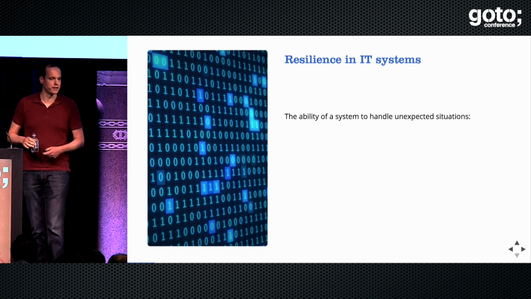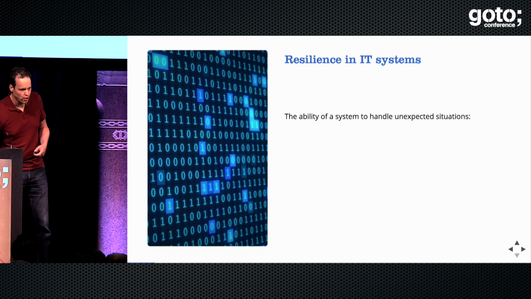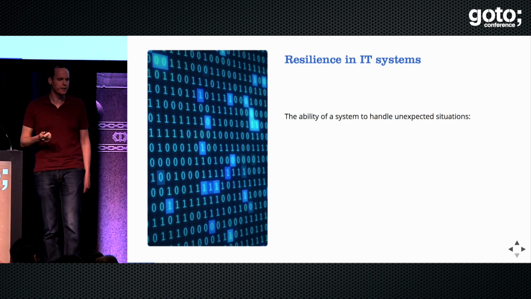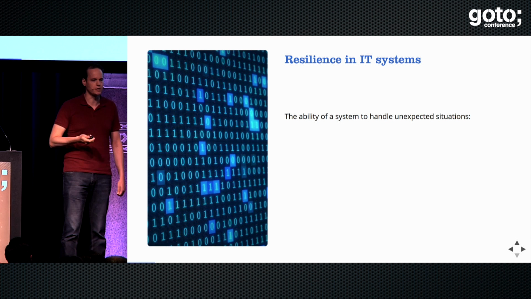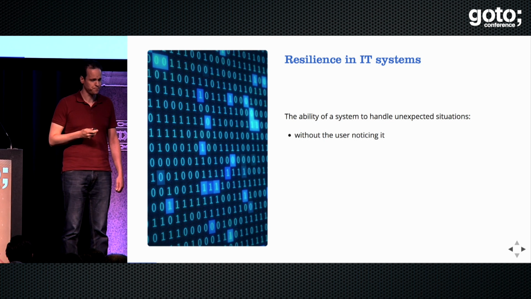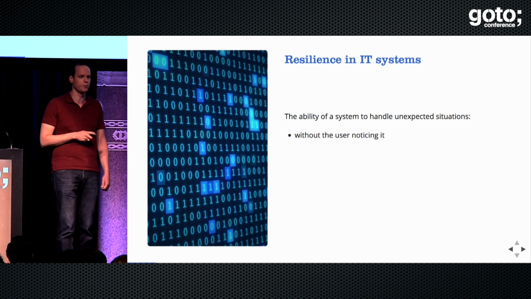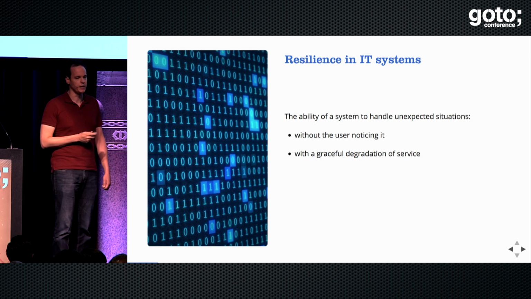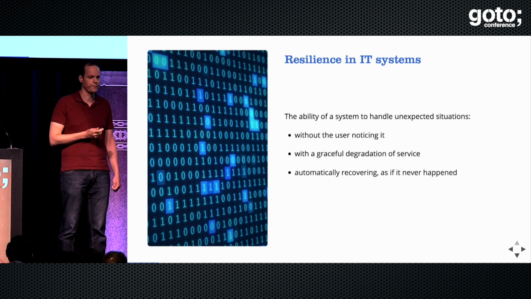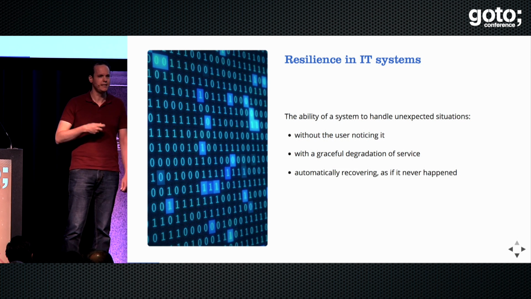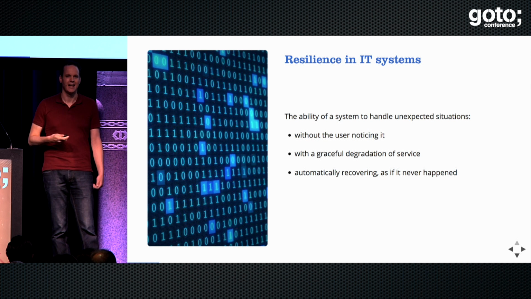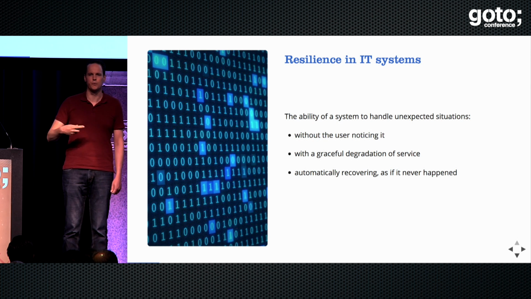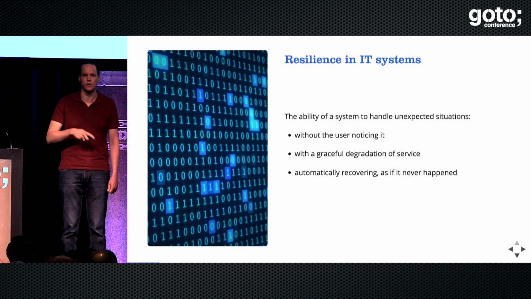But we're in an IT system, so what does it mean for IT? Well, it's the ability of a system to handle unexpected situations without the user noticing, preferably, or at least with a graceful degradation of service. And really important, it needs to be able to automatically recover as if it never happened. You don't want to restart your application just because some error occurred.